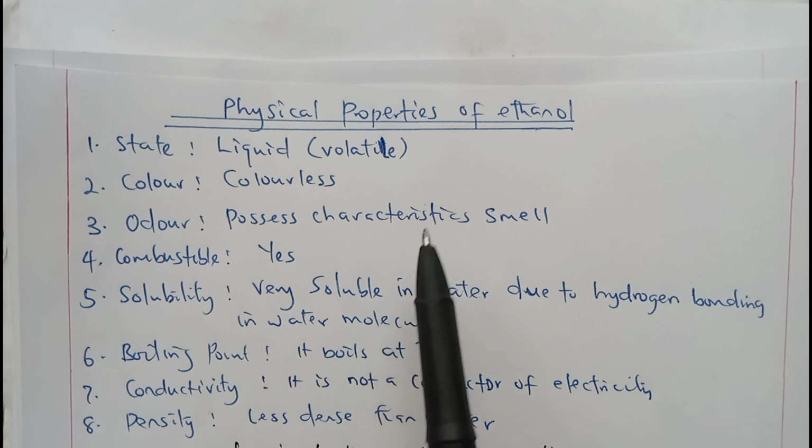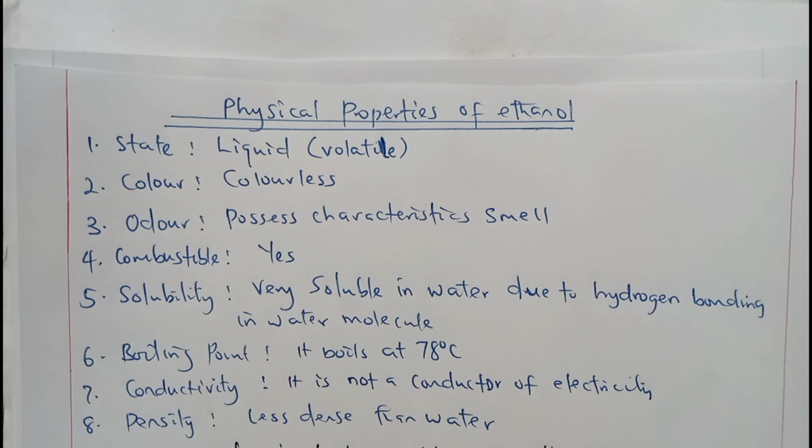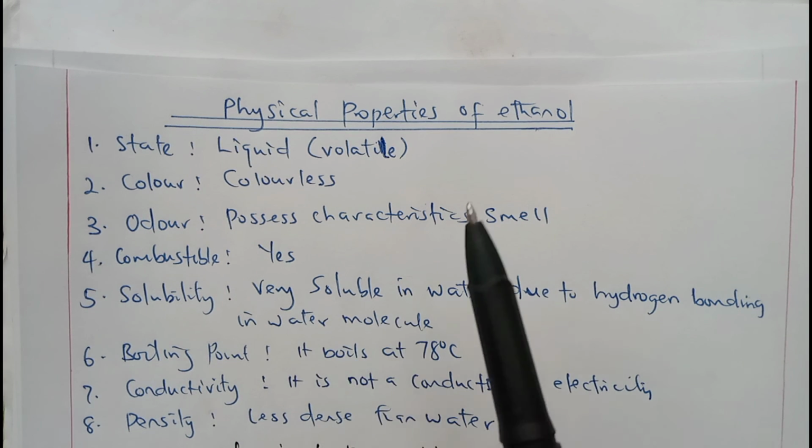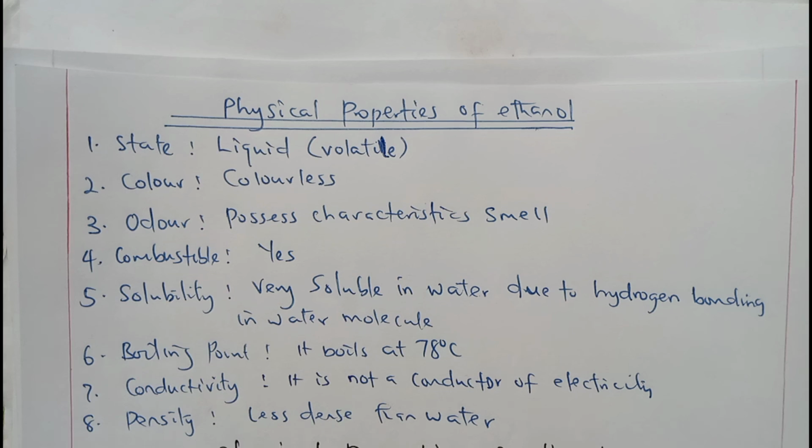That means that something like ethane diol will have a higher boiling point and a higher solubility compared to normal ethanol, because ethane diol has two hydroxy groups. The two hydroxy groups contribute more hydrogen bonding compared to normal ethanol, which has only one hydroxy group. Hope you get that. Now let's look at the chemical properties of ethanol.